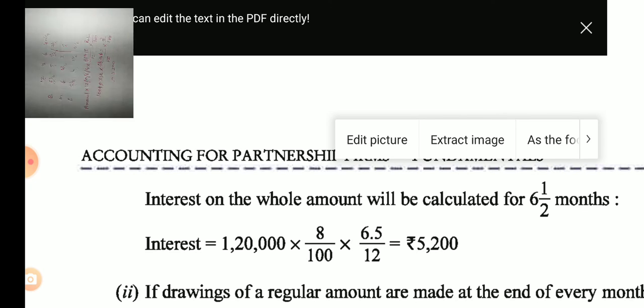interest on drawing, beginning, mid, end, for 12 month, for 9 month, for 6 month, and for quarterly. Okay, on the basis of this you can try to solve all the questions related to interest on drawing.